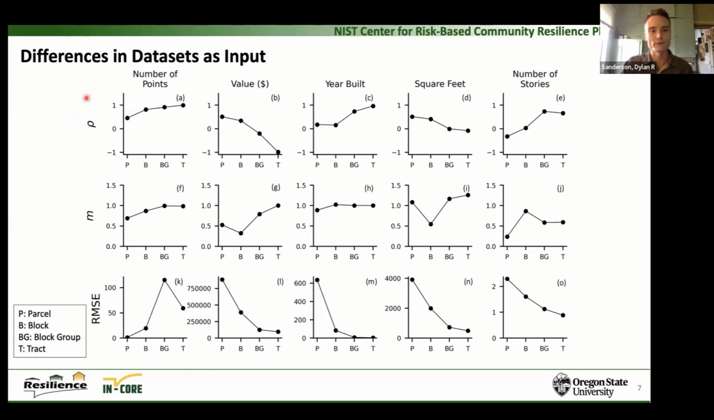And this top row is the correlation coefficient, then the slope from the regression, and then the RMSE. So we can start to see at what point these data sets become comparable, and especially interesting on the RMSE, how that really decreases sharply once you get around the block group level and tract level here.